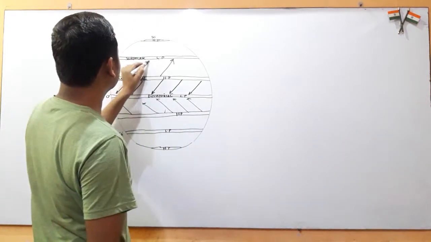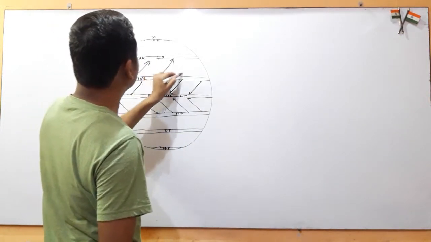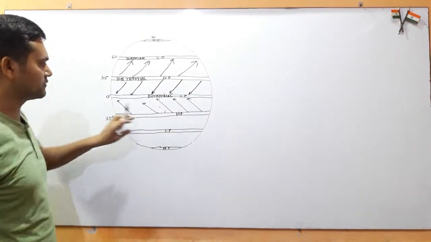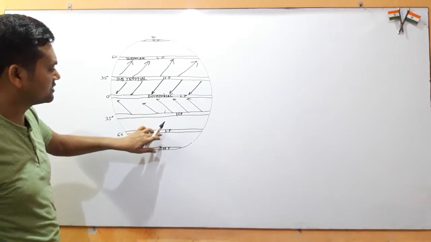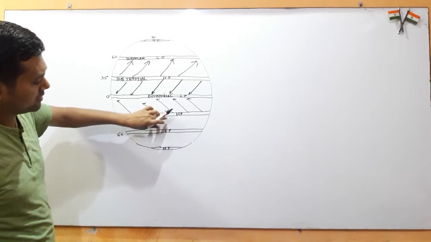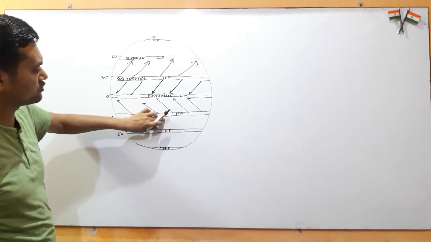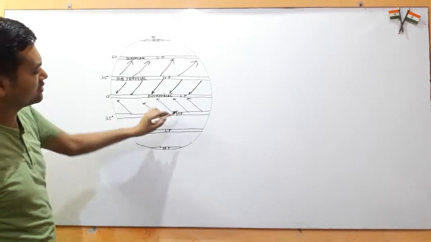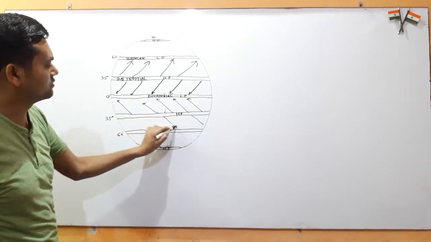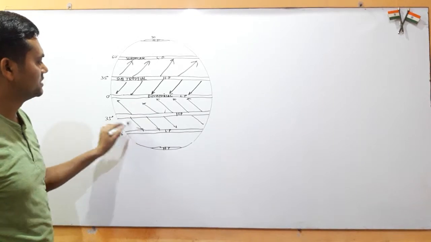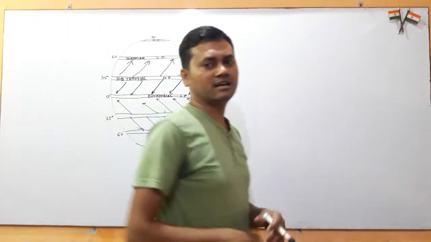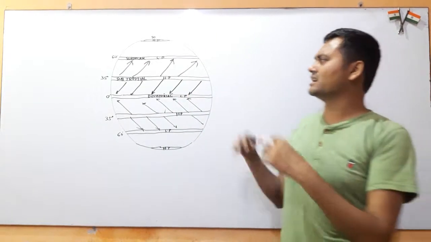So it goes in this direction. And in the southern hemisphere, from high pressure to low pressure, it should go straight, but because of the Coriolis, it turns in the leftward direction. So it goes like this. These are known as the westerlies.